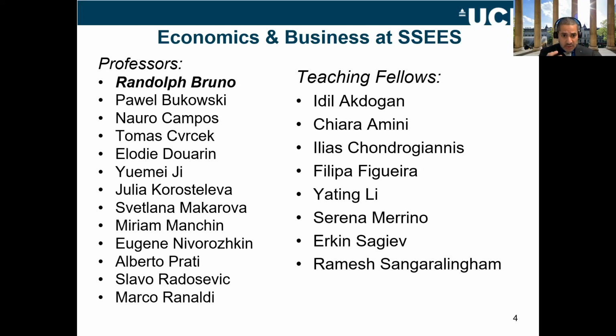Pavel does labor economics, Nauro macroeconomics, Thomas Tverk economics of the family and property rights. Elodie Duran specializes in culture and social economics. Yumeji, macroeconomics and policy. Yulia, entrepreneurship. Svetlana, central banking and econometrics. Miriam, FDI and international trade. Eugene, finance. Alberto Prati, behavioral economics. Slava Radati, innovation, and Marco Arnaldi, inequality. So we are really a very diverse and very research-intense group of scholars.